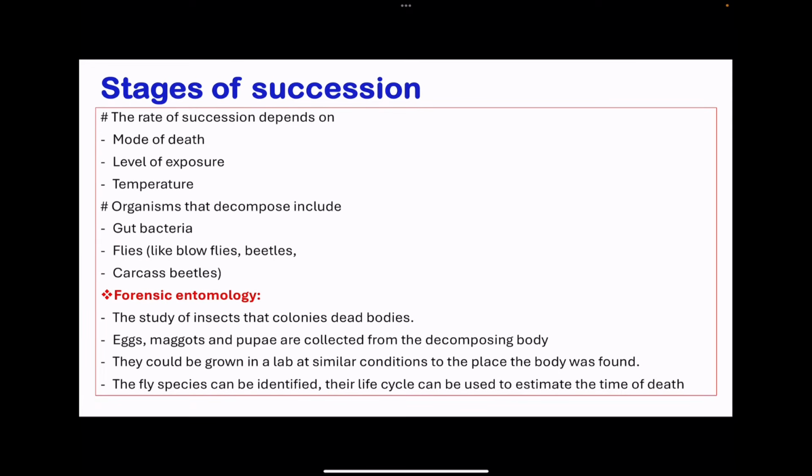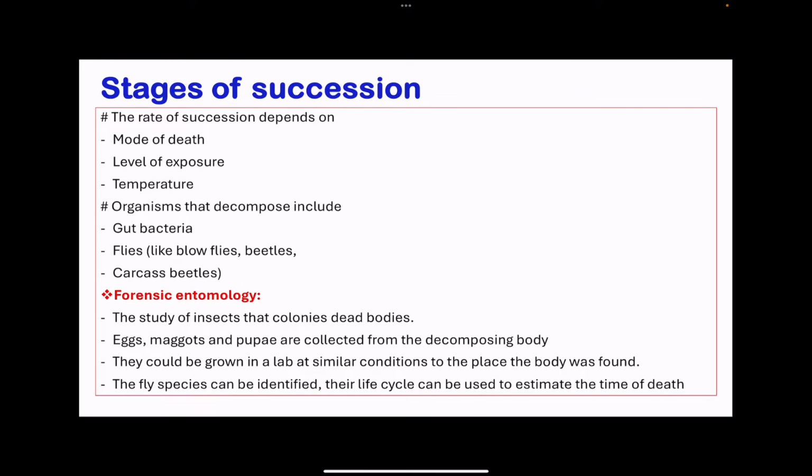The next part is looking at the stages of succession, and this is focusing on organisms that colonize the dead body. The rate of succession is going to depend on the mode of death, meaning how the organism was killed or how the organism died. If it was a murder and there are exposed wounds, then the succession is going to occur faster because the eggs and other organisms that decompose the body will have greater exposure.